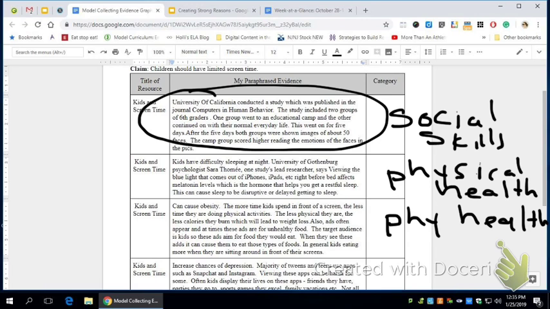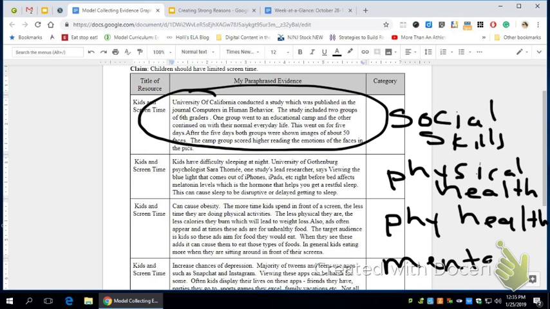So the last one says, increases chances of depression. Majority of tweens and teens use apps such as Snapchat and Instagram. Viewing the apps can be harsh for some. Other kids display their lives on these apps, friends they have, parties they go to, sports games they excel at, family vacations. Not all kids have this, and seeing this may cause them to become depressed. So what category, turn and talk, what would that be in? Mental health. That would be mental health, right?